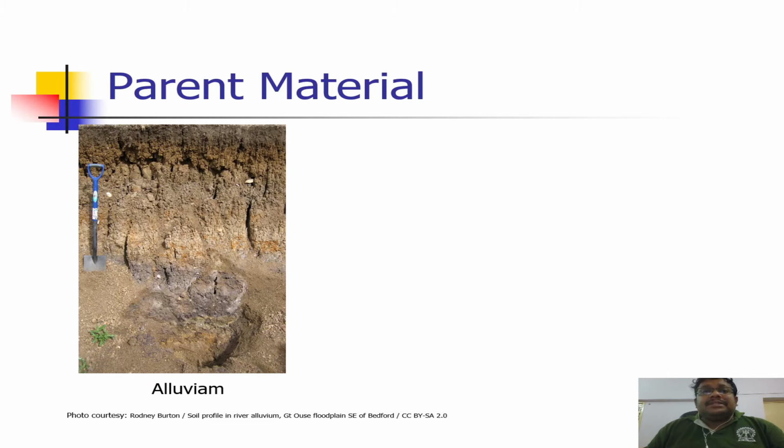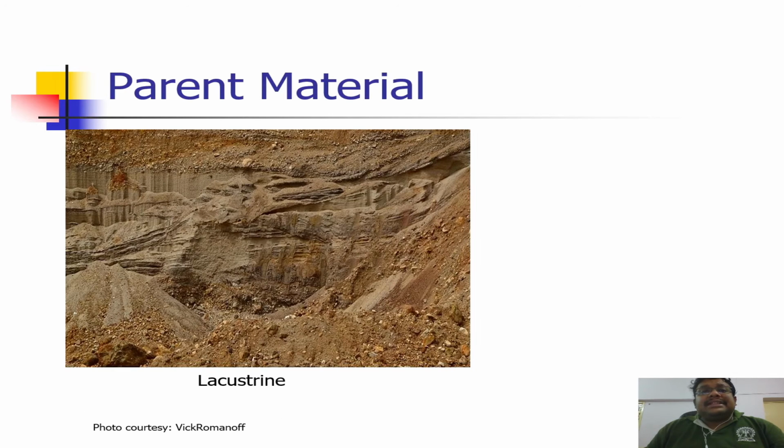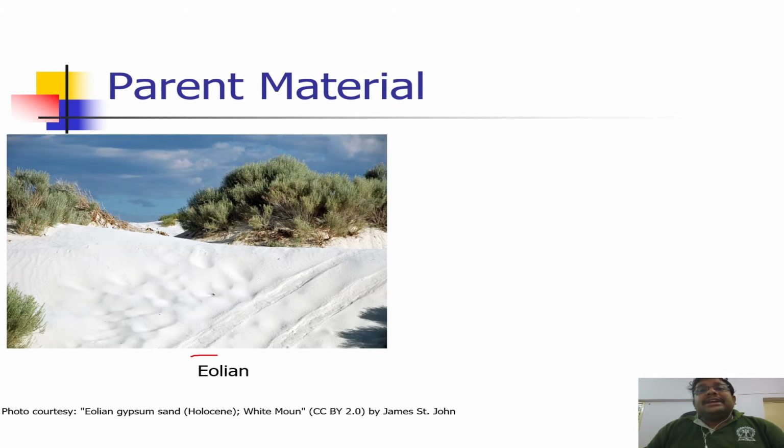Another type of soil which is widespread as far as the Indian soils are concerned is called alluvium. This alluvium is formed due to the transporting activities of rivers, and another is lacustrine. These lacustrine soils form due to the transporting activities of lakes. This aeolian is formed due to the transporting agent of air, as you can see here.